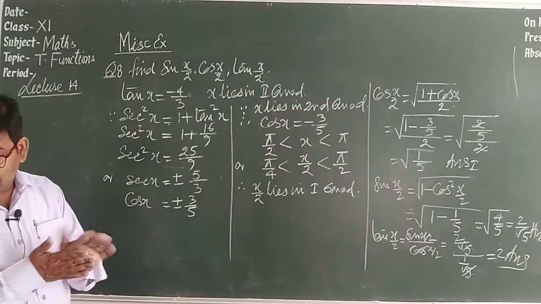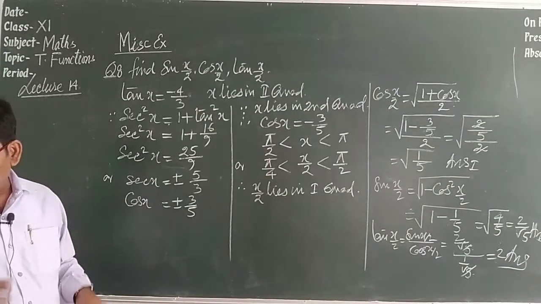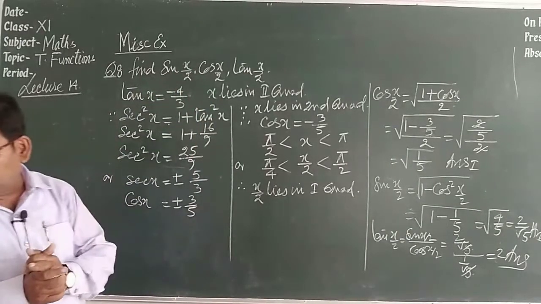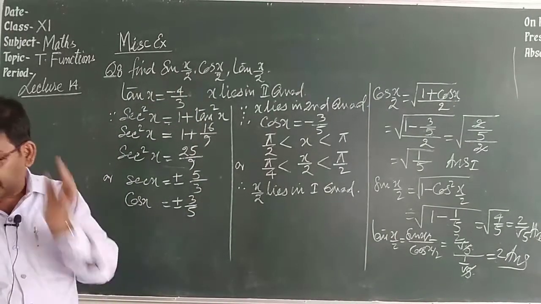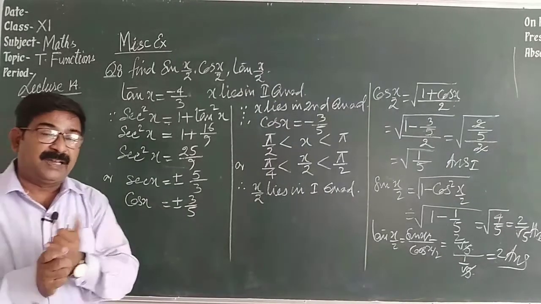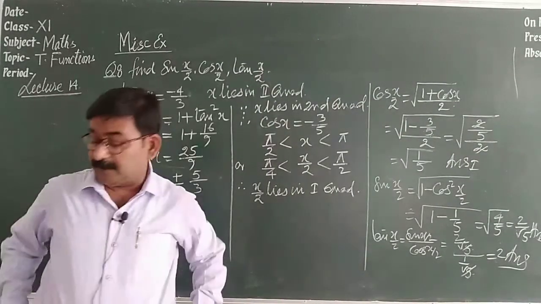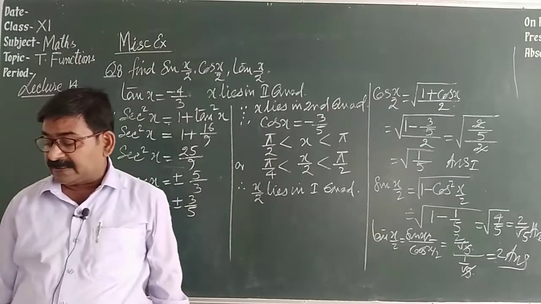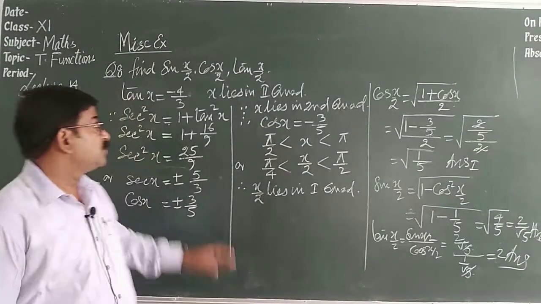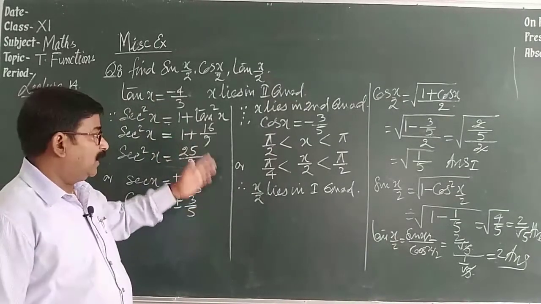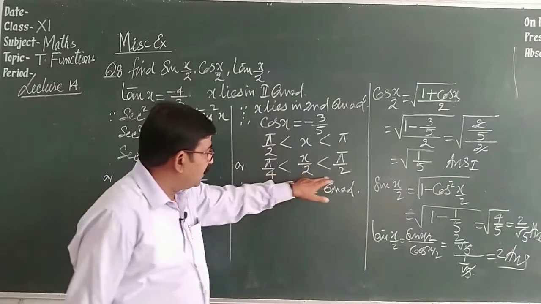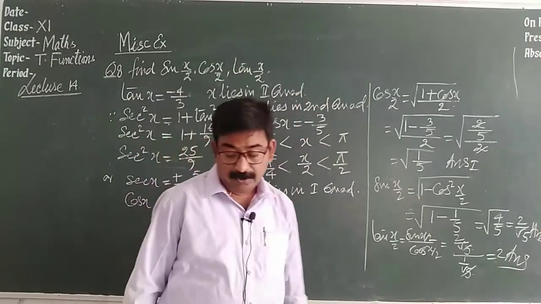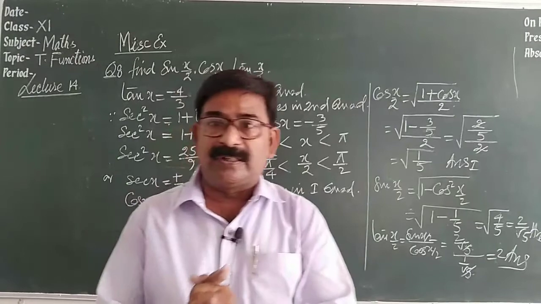So this is how you can find the values. In question 8 I have got the values of sin x by 2, cos x by 2, tan x by 2. In question number 9, the same thing you have to find sin x by 2, cos x by 2, tan x by 2, and the value is given cos x is equal to minus 1 by 3 and x lies in third quadrant. So first you will find the value of sin and you will find in which quadrant x by 2 lies, and after that find all the values. So this is the last question of the exercise.